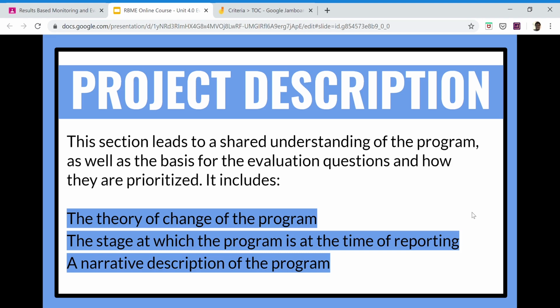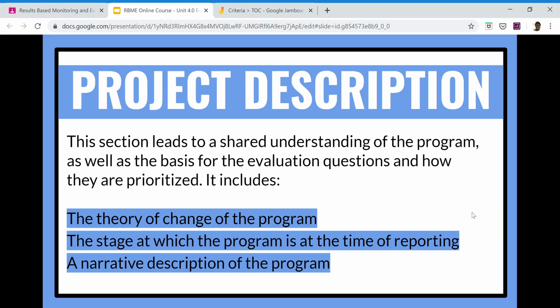Then you need to discuss at one point where the program is at the point of reporting, which in essence is trying to say the type of evaluation you are carrying out. So, is it a process evaluation, which means the program is still ongoing, and we're still trying to focus on evaluating the activities of the program at the moment? Or is it a formative evaluation, where the program has not started at all? Or an outcome evaluation, which means the activities have ended and we're trying to look at the outcome?